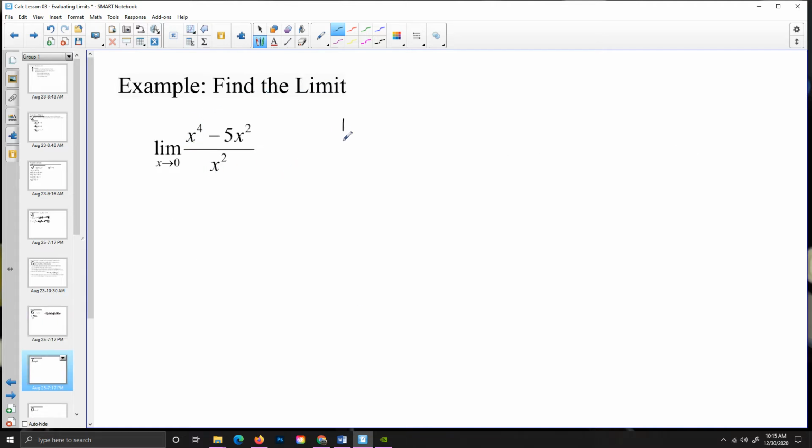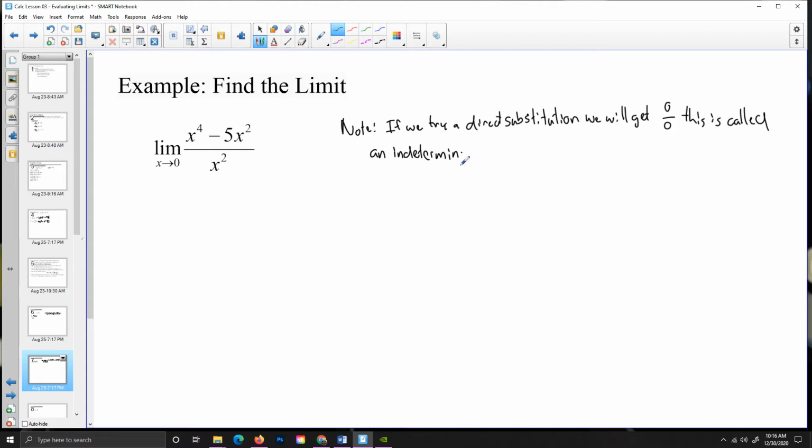And the first thing I should note is that if we try a direct substitution, we will get 0 divided by 0. This is called an indeterminate form. And again, anything divided by 0, even 0, is undefined. So what we're going to use is the dividing out technique.